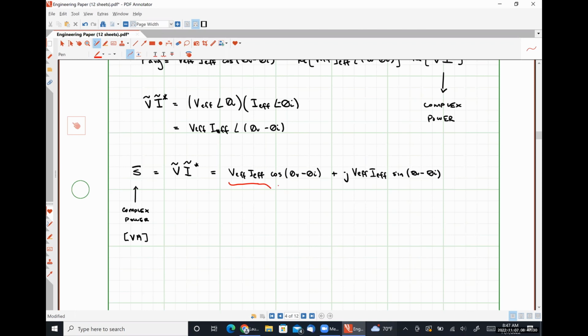So let's call this part right here the real part of the complex power, the average power, because it's what we've been calling it all along. Why would we change?